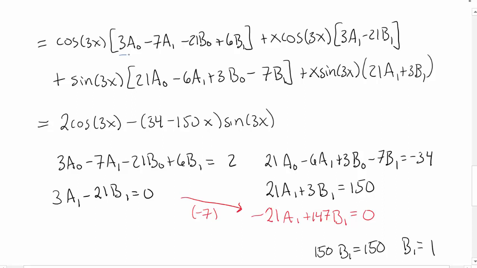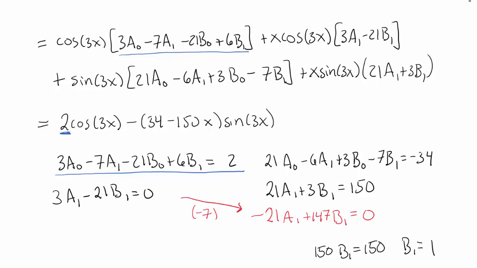So the things attached to the cosine of 3x are 3a naught minus 7a1 minus 21b naught plus 6b1. That should be equal to 2. That gives us this equation right here. Things attached to the x cosine of 3x. On the left side it's 3a1 minus 21b1, but you'll see I don't have any of those here. There isn't a term like that. So that should give me this equation, 3a1 minus 21b1 is equal to 0.